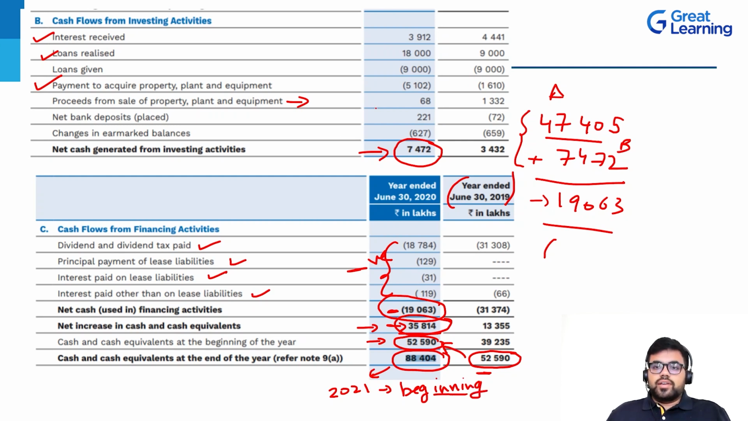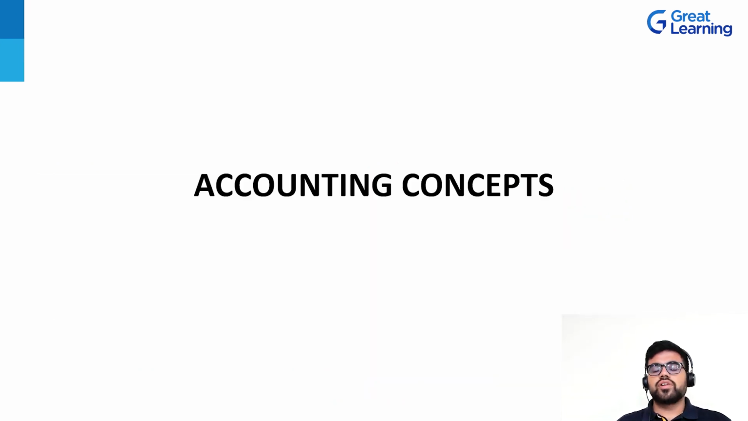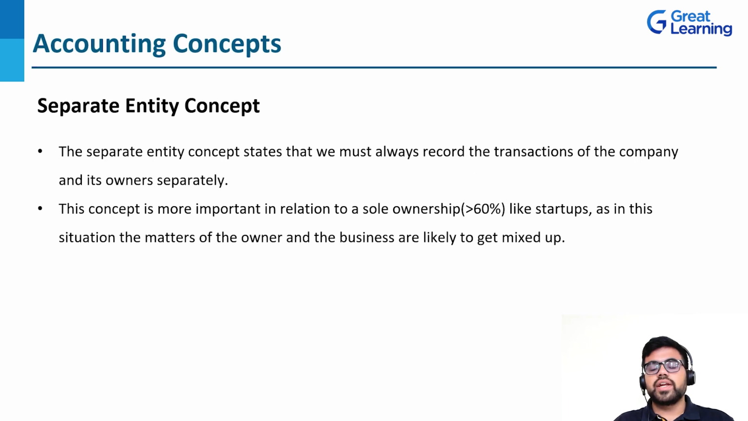So these are the three things in the cash flow statement that need to be known: cash flow from operation, investing, and financing. Next, we look into some of the accounting concepts that are a must to know when we start accounting. The first one is the separate entity concept. This states that the owner and the company are two different entities. You would ask me, hey Madhur, we already know that a company and an owner are always different, so why make a module out of it?